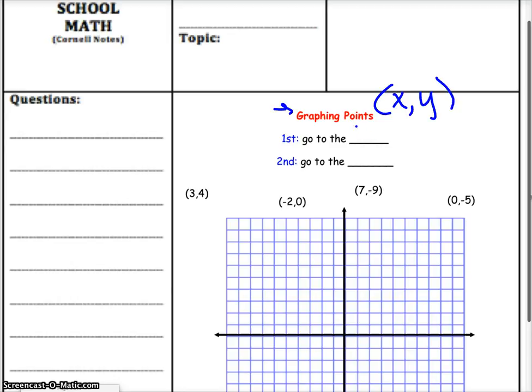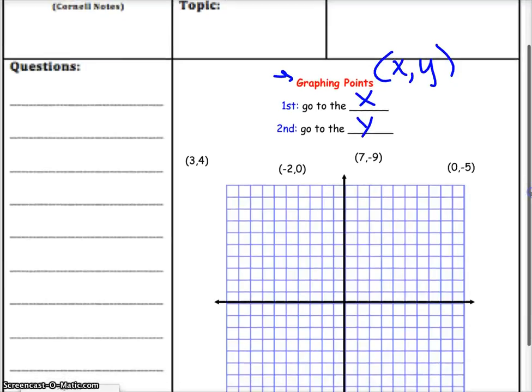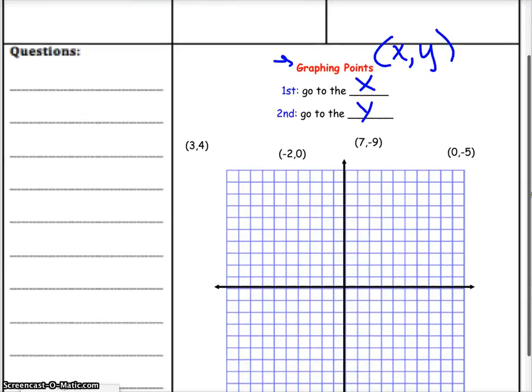The first thing you want to do is go to the x from the origin. You always start at the origin. And second, you'll go to the y. Don't forget, x is first, y is second. Go to the x first, y second. Always start at the origin.